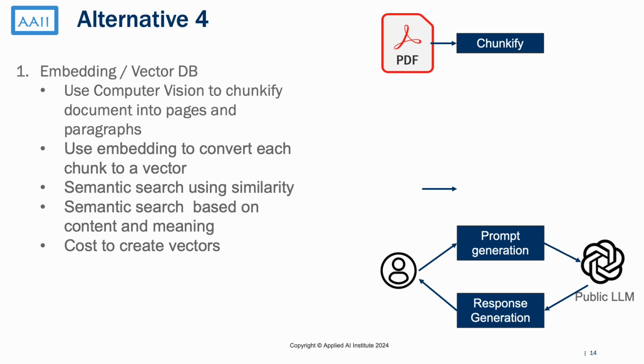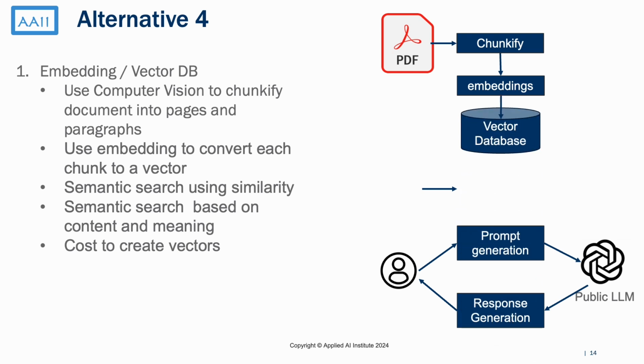Once we have our document segmented, we will employ embedding to transform each chunk into a vector. Think of this as translating the text into a language that computers can understand more deeply, a numeric representation that encapsulates the essence of the words on the page.